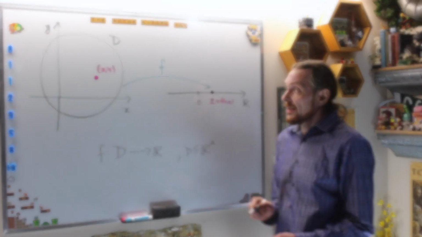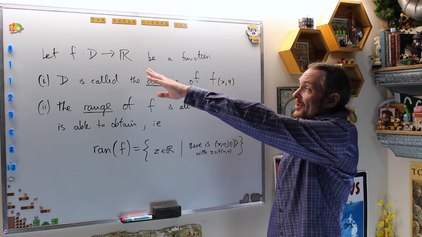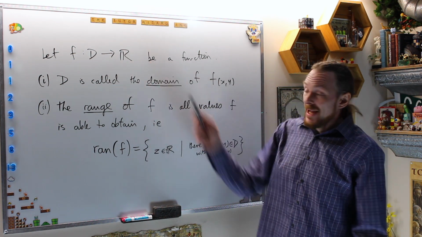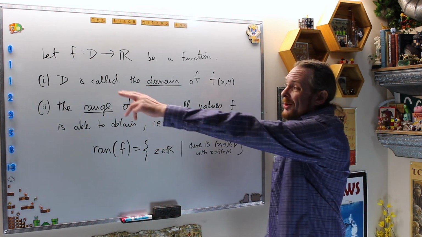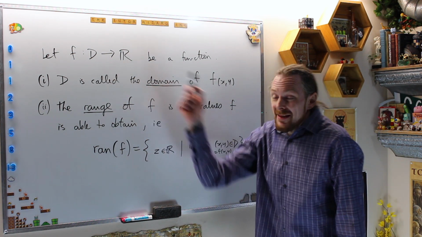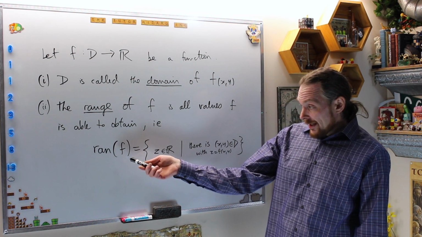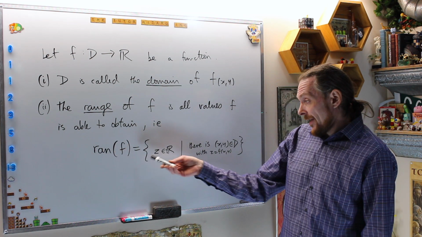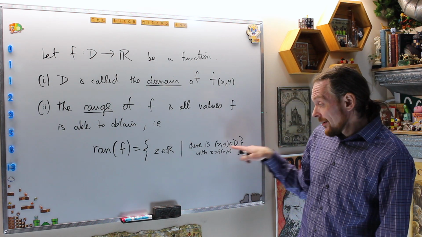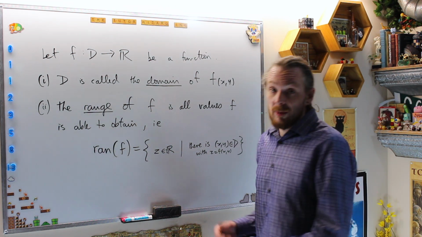Okay, to recap one more time, if f is a function now of 2 variables, x and y, coming from D and mapping to R, we call D the domain of that function f of (x, y), and the range of f is all values f is able to obtain, i.e. the range of f is the set of z in R such that there is a point (x, y) in D with z equals f of (x, y). Let's do a couple examples.